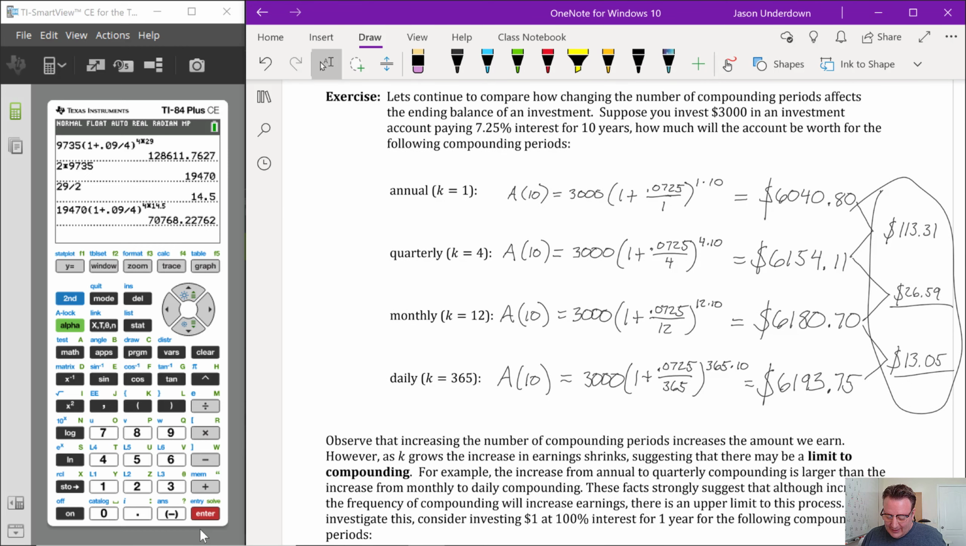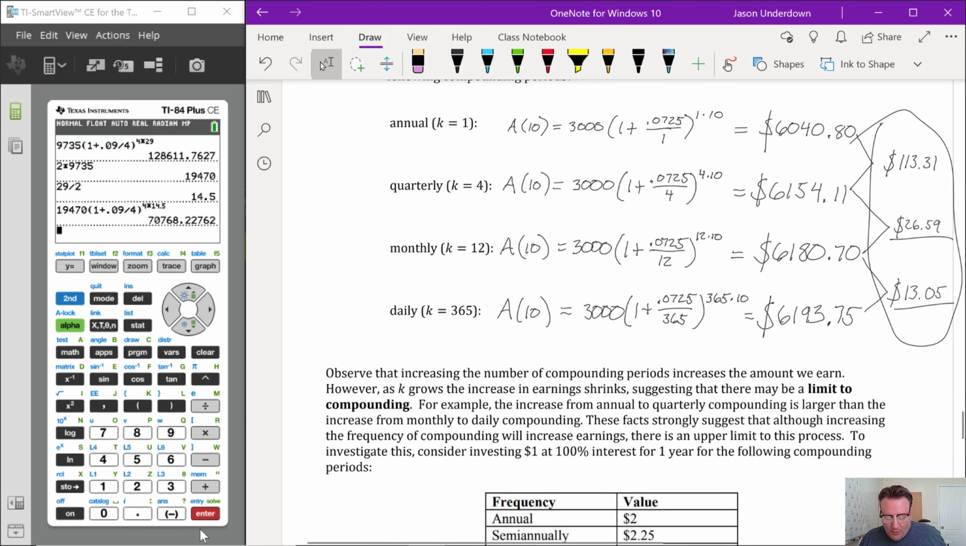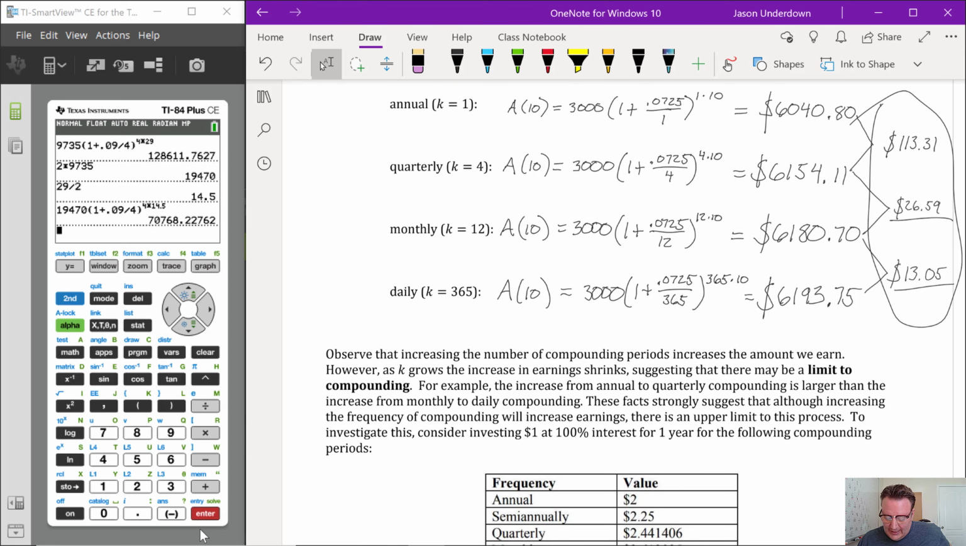Okay. So, as you might suspect, there's a limit to compounding. Observe that increasing the number of compounding periods increases the amount we earn. However, as k grows, the increase in earnings shrinks, suggesting that there may be a limit to compounding. For example, the increase from annual to quarterly compounding is larger than the increase from monthly to daily compounding. So these facts strongly suggest that although increasing the frequency of compounding will increase earnings, there is an upper limit to this process.